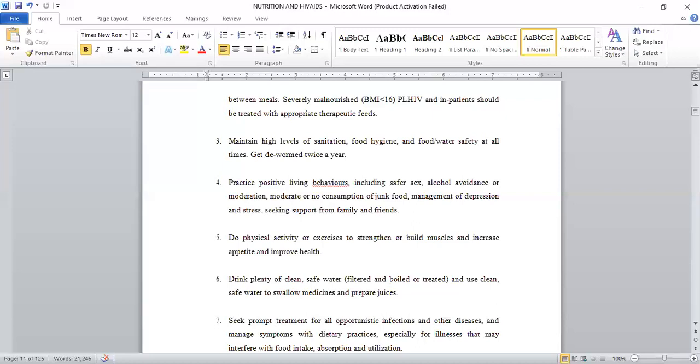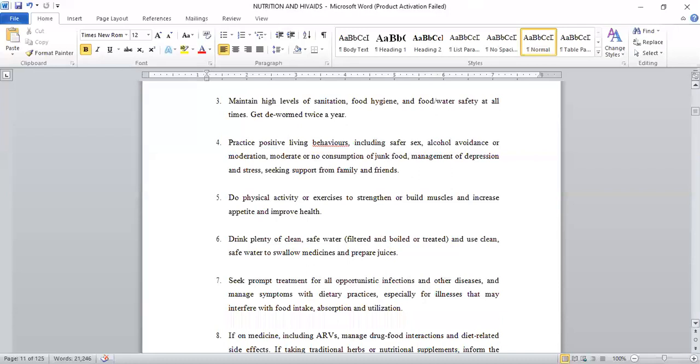Then number 7, seek prompt treatment for all opportunistic infections and other diseases, and manage symptoms with dietary practice, especially for illness that may interfere with food intake, absorption, and utilization. Seek prompt treatment for any disease, not only the major opportunistic infections. Even if it's a common cold or a cough, they need to seek treatment to ensure that these problems are addressed early enough.